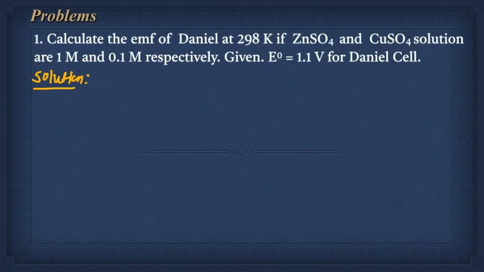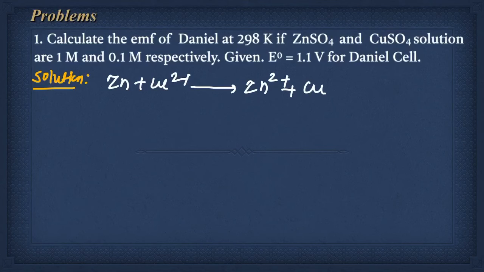So we know that in a Daniel cell or in a galvanic cell, in ZnSO4 and copper sulfate solution, there is an oxidation of zinc observed and the reduction of the copper observed. So we got the oxidation of the zinc and the reduction of the copper, and the number of electrons involved in this oxidation and reduction process is 2. Okay, so we know this equation. Now just write the Nernst equation.